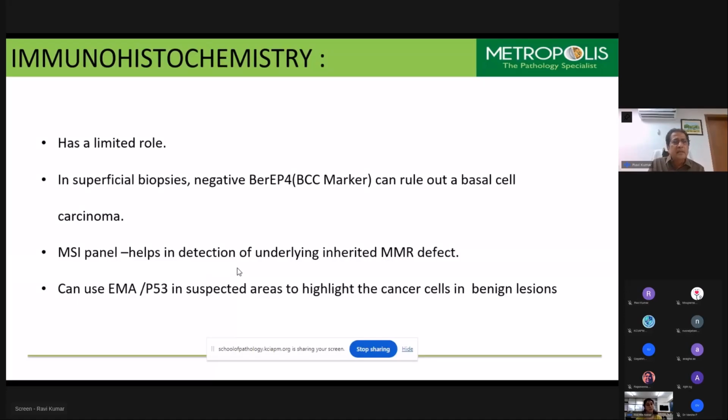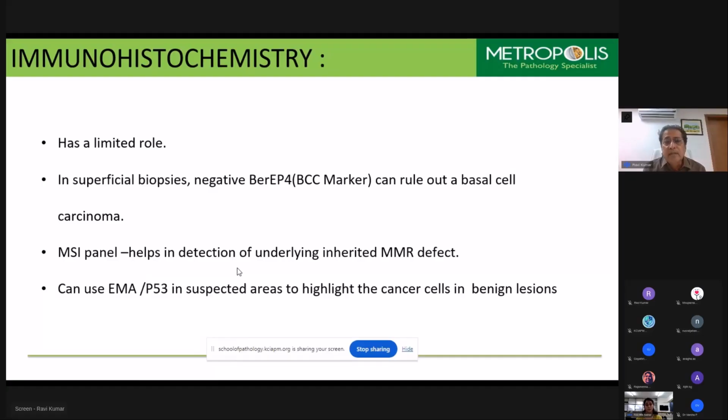Again, as I said, immunohistochemistry has a very limited role. Suppose somebody does a small biopsy, it's rather difficult because you get only basaloid cells. Occasionally you may see one or two mature sebaceous cells. So you're in a dilemma at that time. Probably you can use a negative BER-EP4 as one of the important markers for small, superficial biopsies, for the differential diagnosis and also to rule out the diagnosis of BCC.